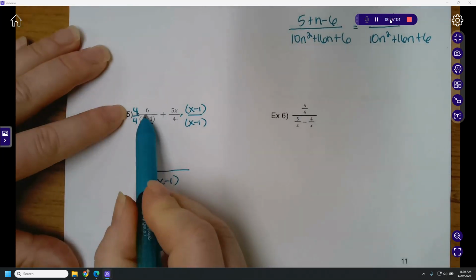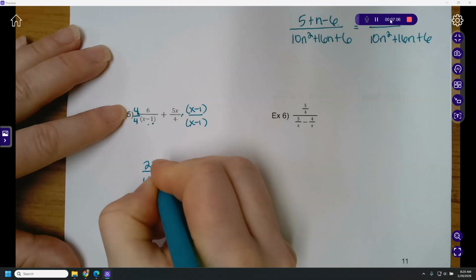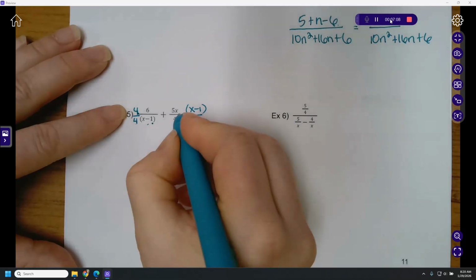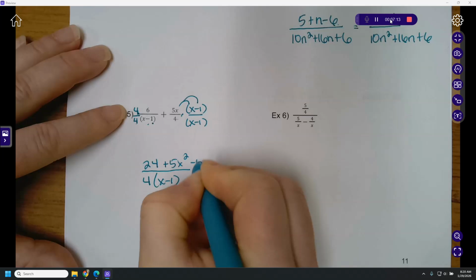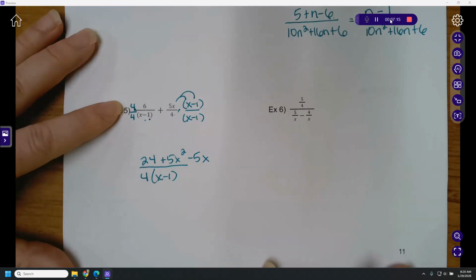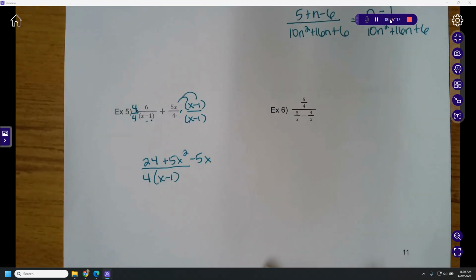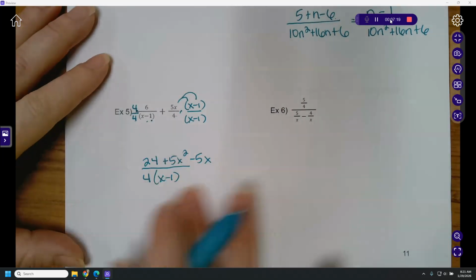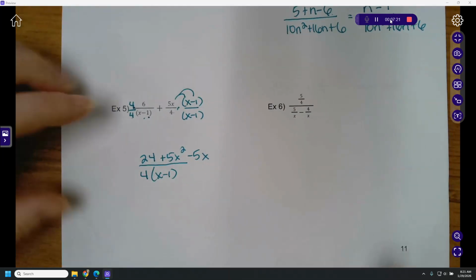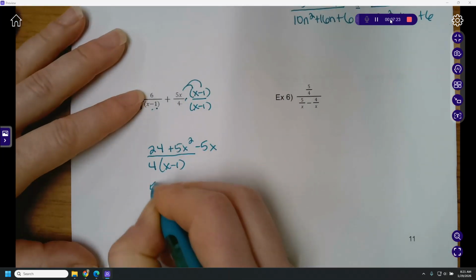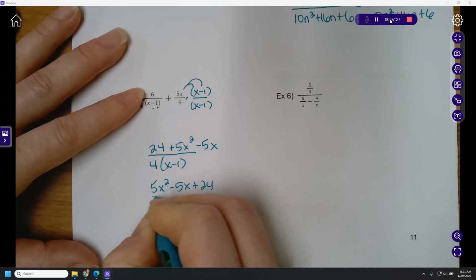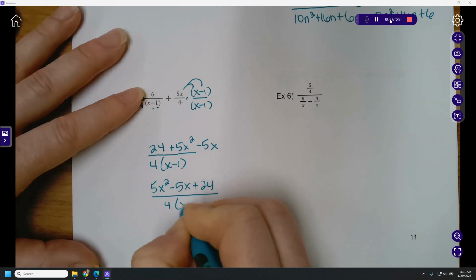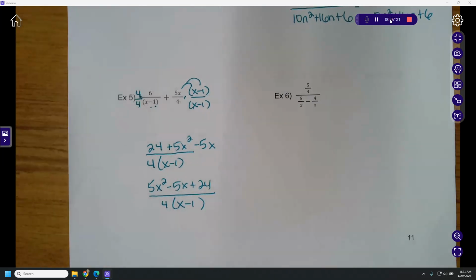On this fraction, I have a 24. And on this fraction, I have my 5 plus 5x squared minus 5x. So again, looking at this, there's not really any simplifying that happens. We have 5x squared minus 5x plus 24 over 4 times x minus 1.